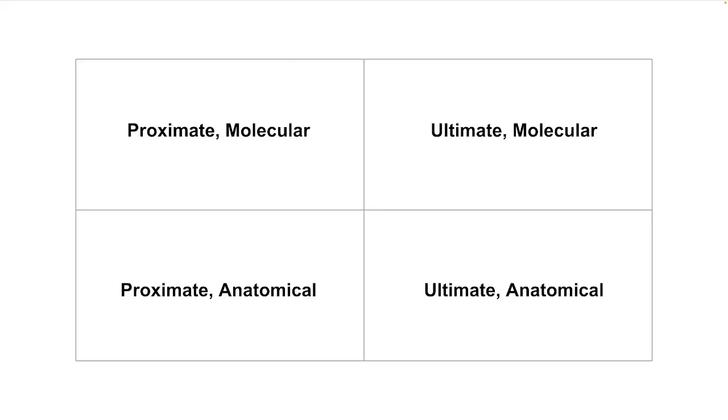And so if we take some of these ideas and put them on a grid, we have proximate causes and ultimate causes. We have molecular causes and anatomical causes, or rather, things that are expressed in molecular terms and things that are expressed in anatomical terms. So this is kind of the framework that we can think about D'Arcy Thompson's work.